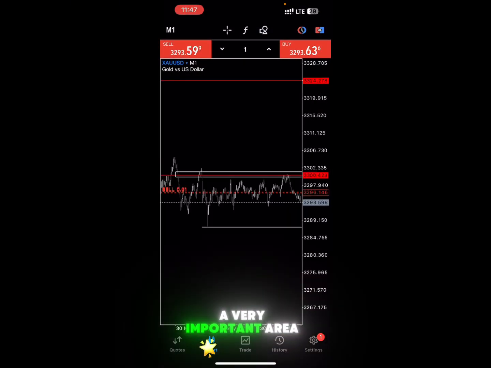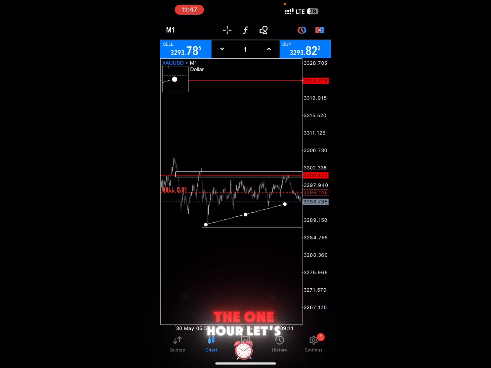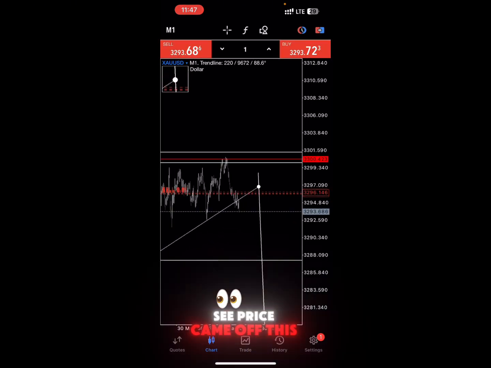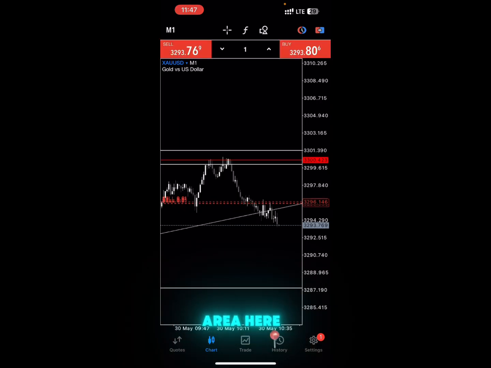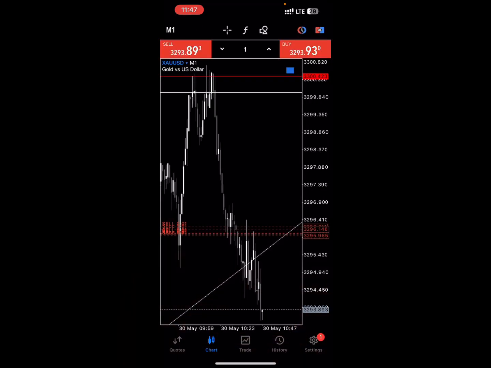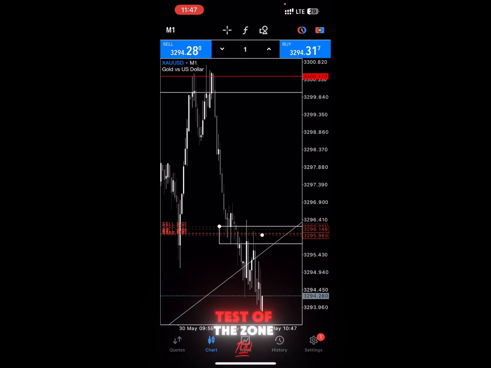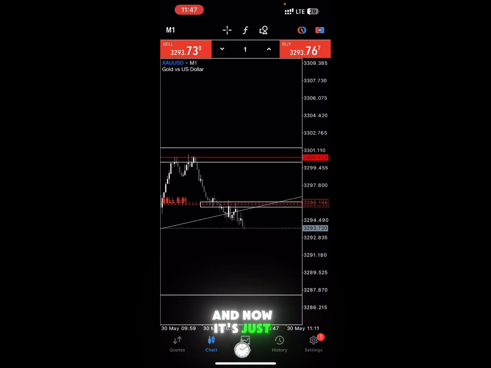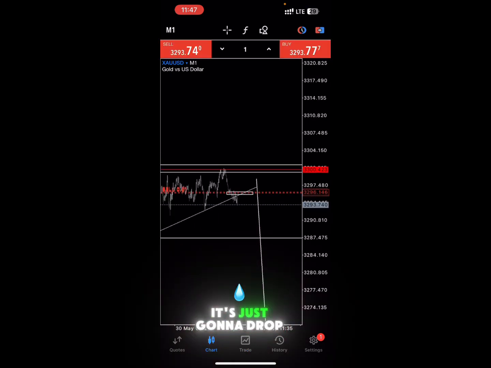Of a very important area. This is on the 1 hour. Let's just check it out. As you can see, price came off this area here, and if you check where we just entered, there was a test of the zone. So price came back to test it, and now it's just gonna fly down. It's just gonna drop.